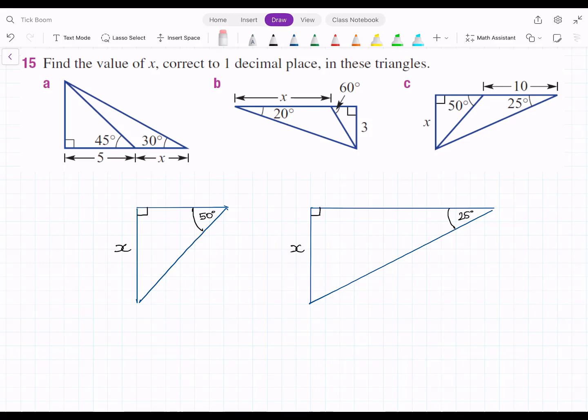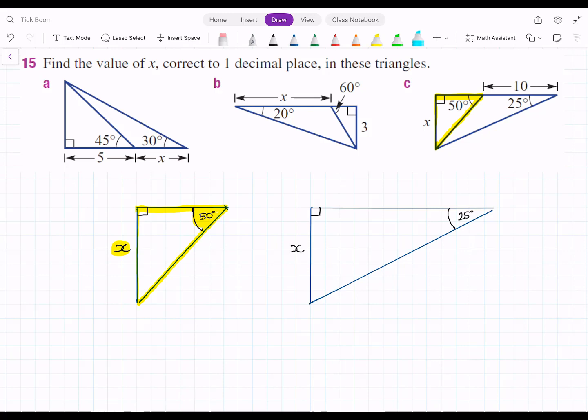And for part C we've got basically a large right angled triangle with a smaller right angled triangle within it. And to help unpack that, I've redrawn the two different right angled triangles that we're dealing with. So this smaller right angled triangle here that I'm highlighting in yellow, I've redrawn over here. So we see that there's a right angle, there's also an angle of 50 degrees, and we've got our unknown x as one of the sides.